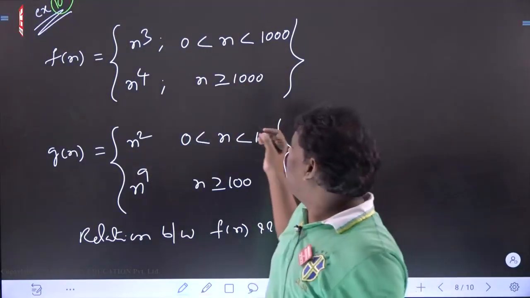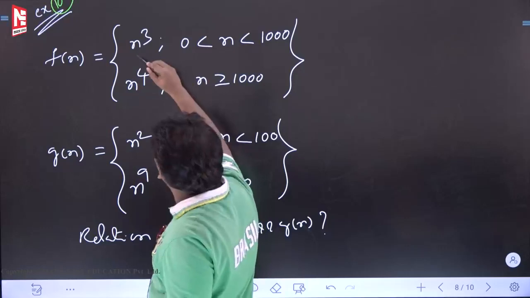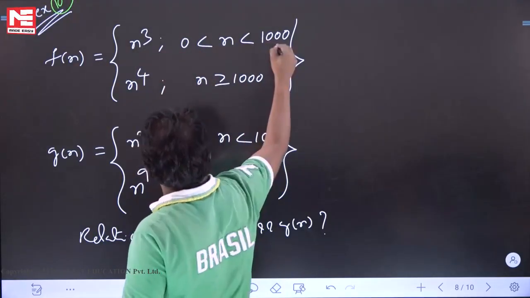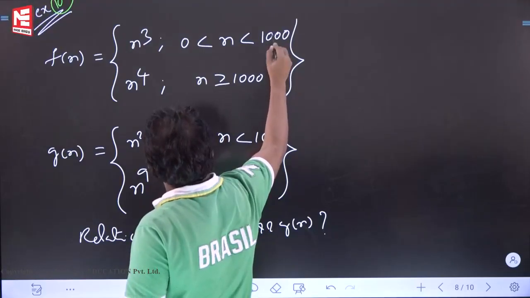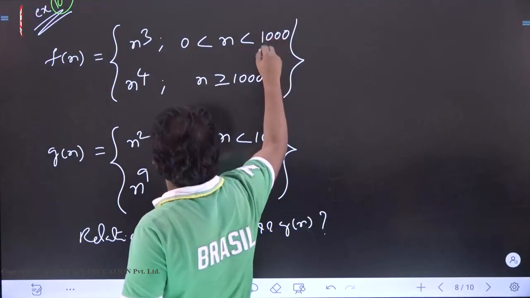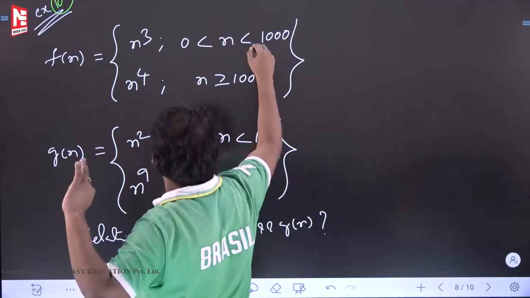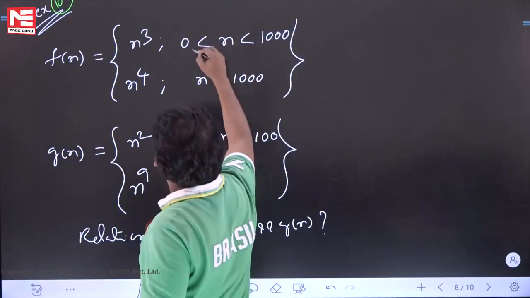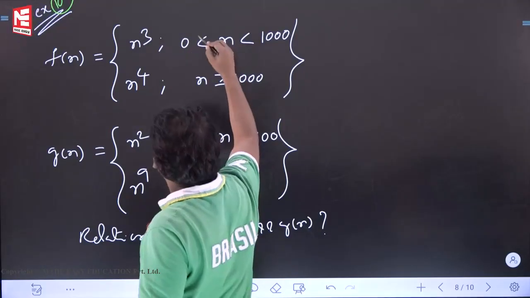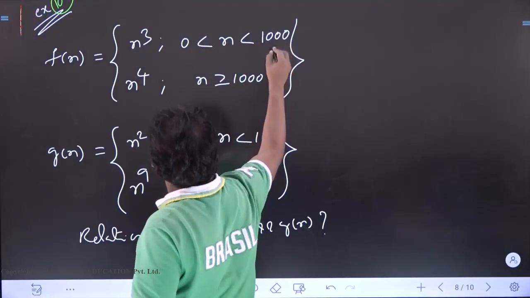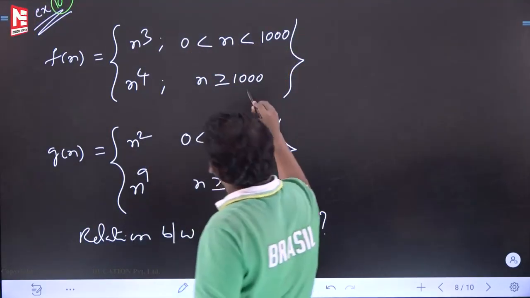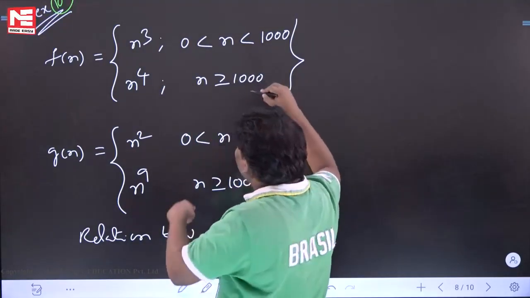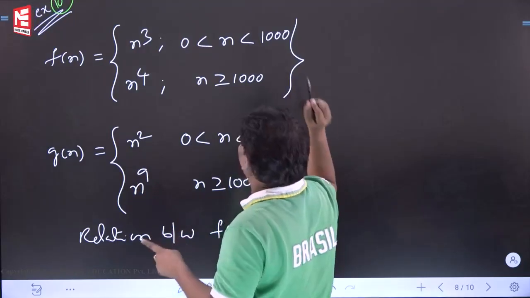Can you help me now? F of n is n cube until which point? Until 999. But I don't want it only until 999. I want from which place? After 0, from 1 onwards until 999, n cube. And from 1000 onwards, n power 4. F of n is n power 4 from 1000 onwards until infinite.